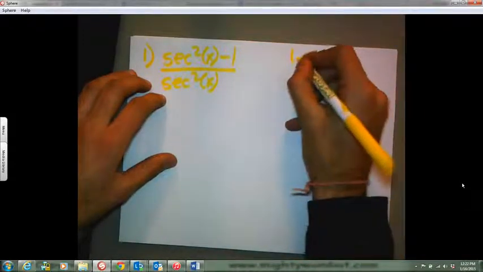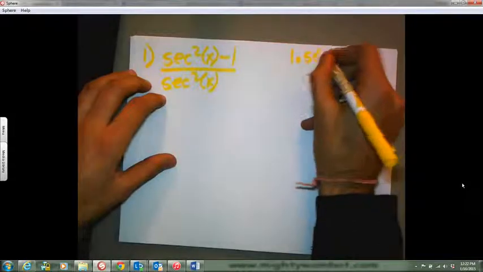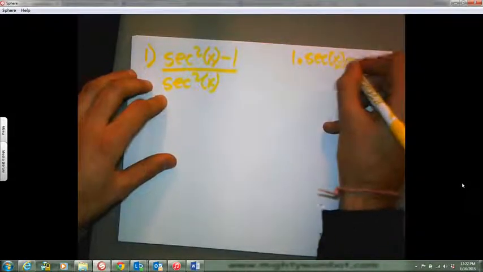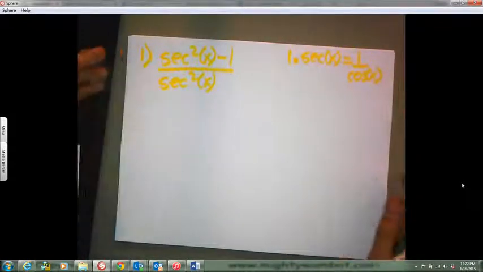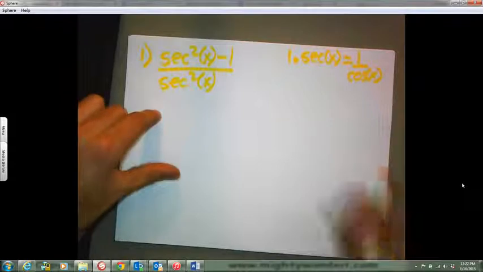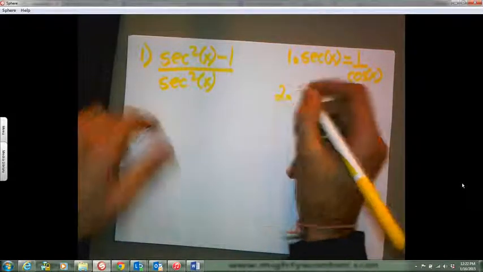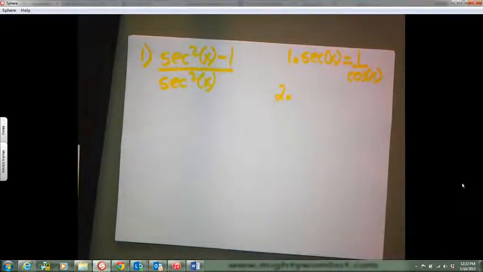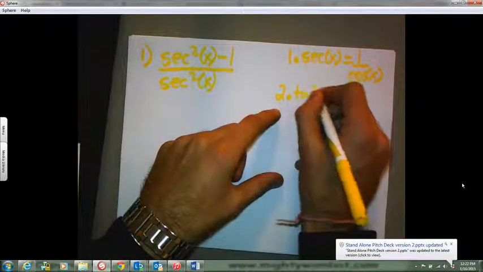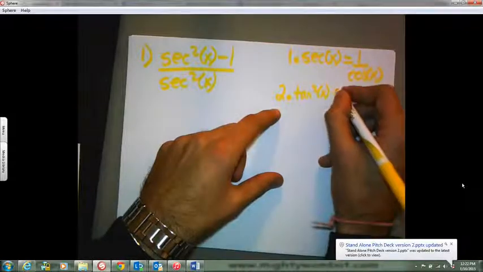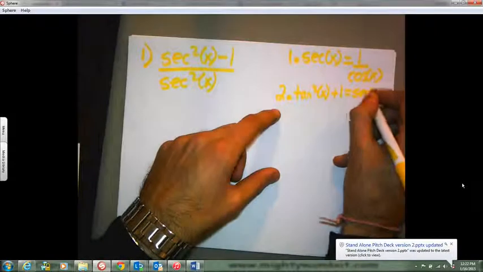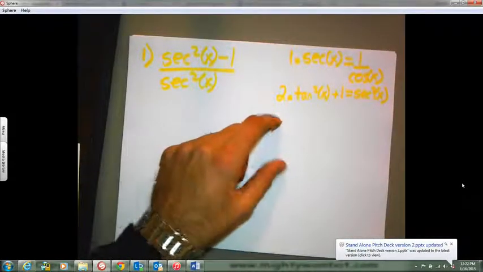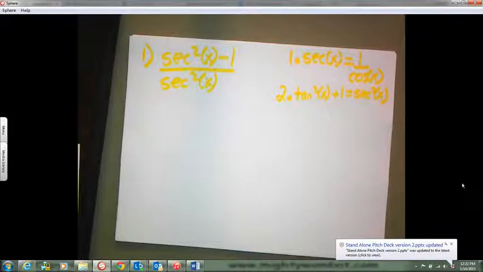So the first identity that I might use: maybe at some point it will be helpful to know that secant is 1 over cosine. That might be helpful. I don't know for sure, but it might be. It might also be helpful to know the Pythagorean identity that tan squared x plus 1 equals secant squared x. That might be helpful. Again, I don't know going in. I'm just writing what I think might help.